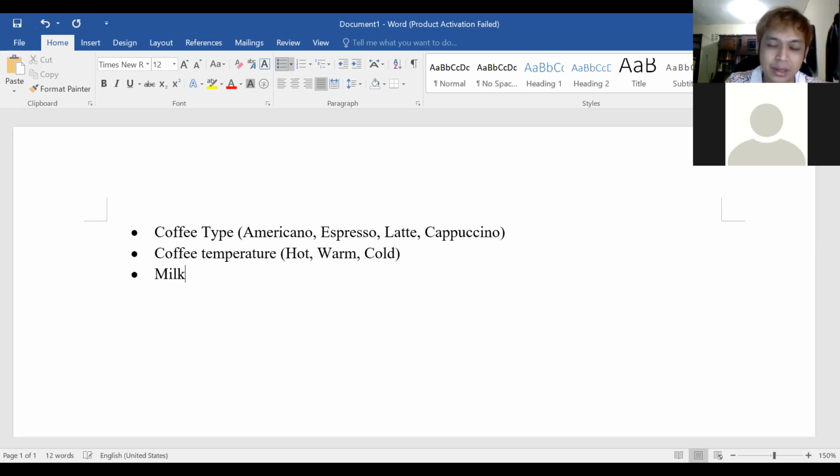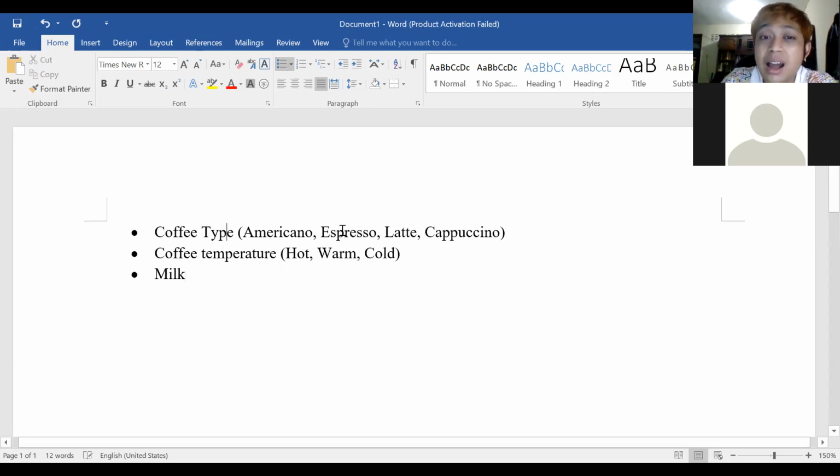Milk. But it's weird, right? Because espresso with milk, isn't it weird? Coffee cannot be espresso if you add the milk, because then it's latte. If you put espresso with milk, it will be latte. It cannot be, because we have to think about the possible combinations.